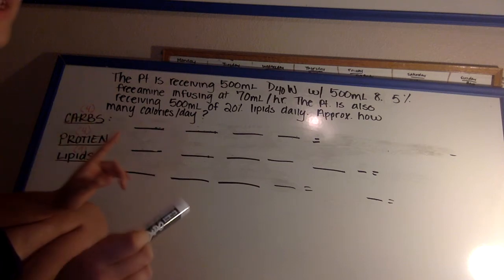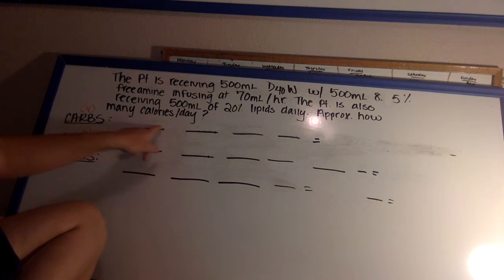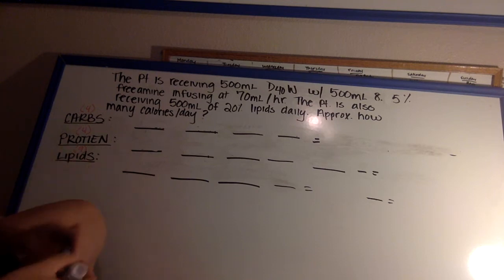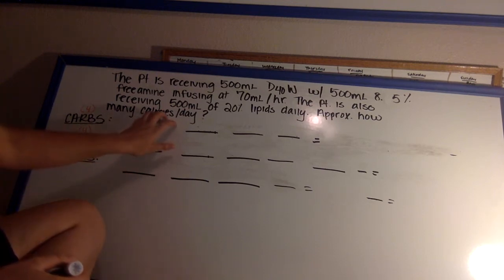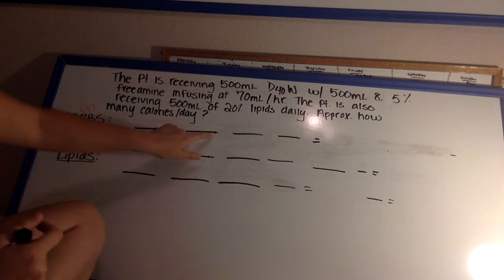However, that's if it's calories per day. If it says total concentration, we're not dividing anything. So just keep that in mind. If it says calories per day, you're going to put in a little more work. If it says total concentration, less work for you. You just have to remember the difference.